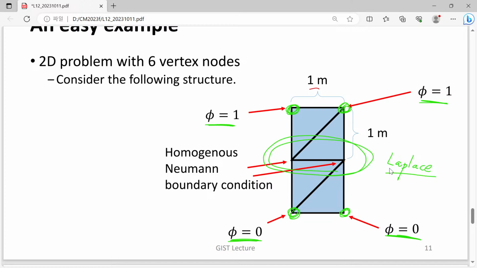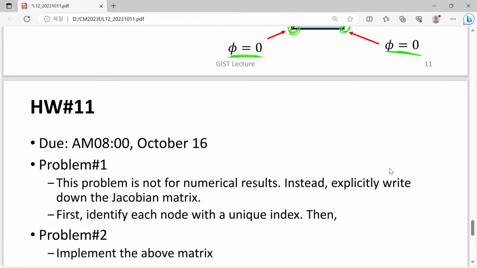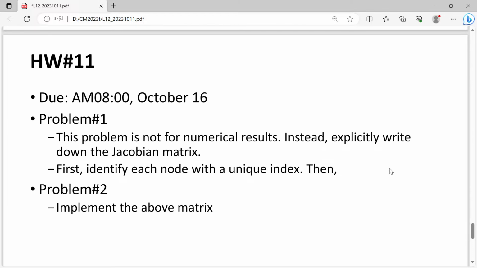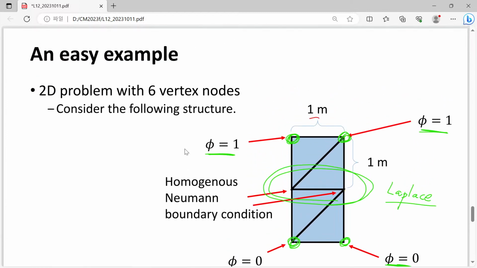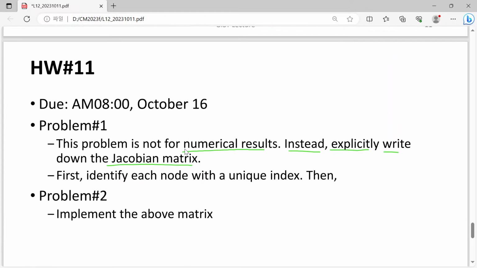Then now you have your homework 11, although we are in lecture 12, but we have one missing homework. Problem 1. This problem is not for numerical result. Instead, explicitly write down the Jacobian matrix for this system. So you must draw or show a 6 by 6 matrix.